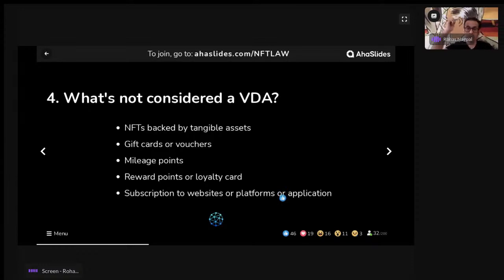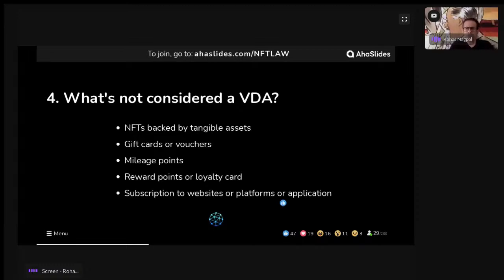Now let's look at what is not considered VDA. Firstly, an NFT backed by tangible assets. So here Yagnadeep's question about tea and coffee, they would not be considered VDAs. Suppose we create a crypto token, we call it an asset, and it is backed by a certain amount of tea or a certain amount of coffee, which is kept by a custodian. In that case, it will not be a virtual digital asset, and thereby a lot of the crypto taxes will not actually apply to that.